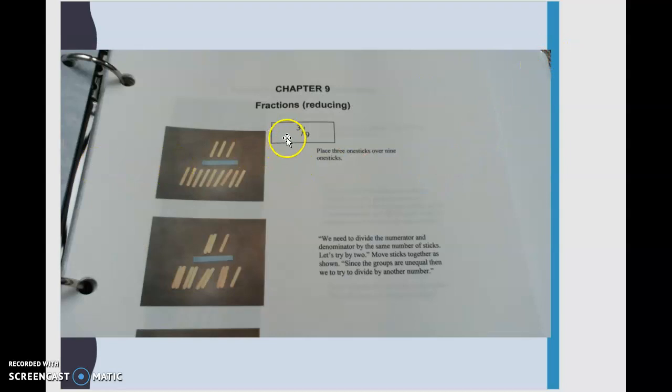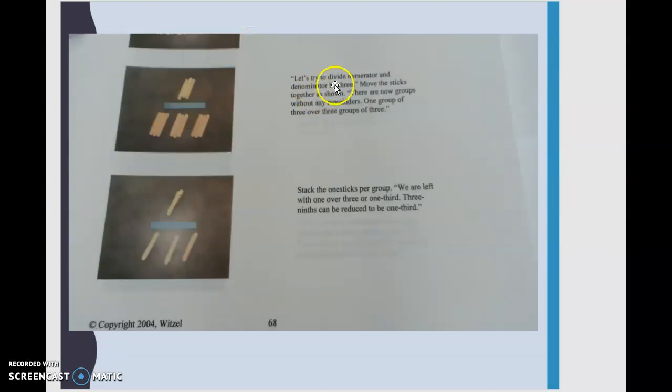So let me just show you this other one. Fractions reducing. So you have 3/9. You want to place 3 1/6 over 9 1/6. This is his words, okay? So here's your 3, here's your 9. We need to divide the numerator and denominator by the same number of sticks. Let's try by 2. Move sticks together as shown. Since the groups are unequal, we try to divide by another number, right? So they can see, oh, nope, that wouldn't work. It's not equal. Okay, let's try to divide the numerator and denominator by 3. Move the sticks together as shown. There are now groups without any remainders or leftovers. One group of 3 over 3 groups of 3.